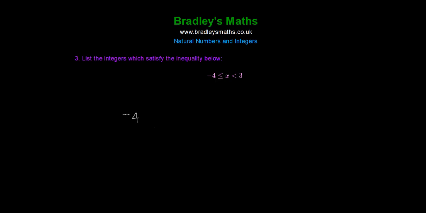Now let's have a look at this part of it. x is less than 3. That means that x cannot equal 3 because it's less than 3.